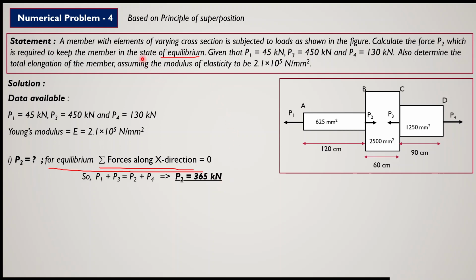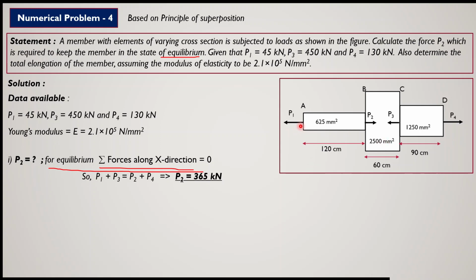So this first question we have solved, and at last you have to also determine the total elongation of the member, assuming modulus of elasticity 2.1 into 10 raised to the power 5 Newton per millimeter square. So we have to find out the total elongation of the member. Here you can use the principle of superposition. The principle of superposition states that the total extension will be equal to the extension of all the members, taking into consideration their sign. Now what is the meaning of sign here?